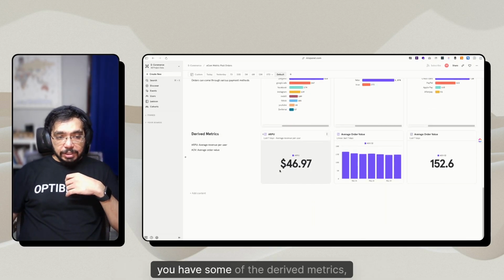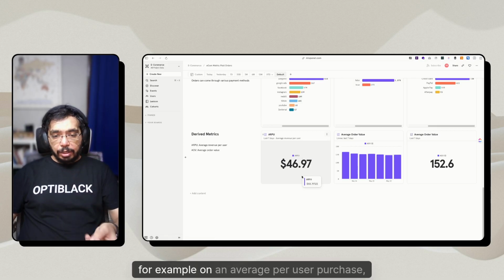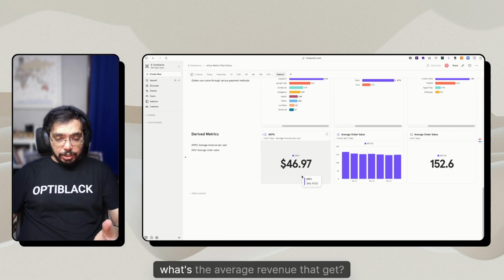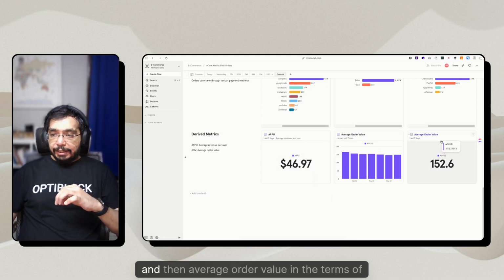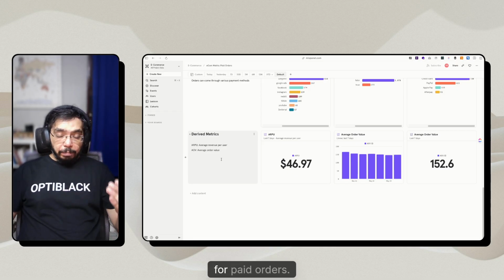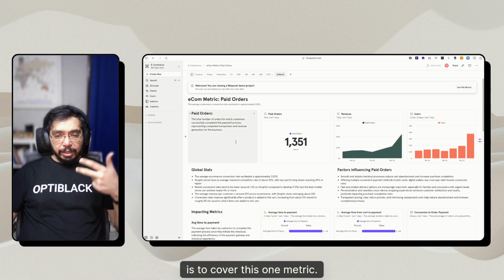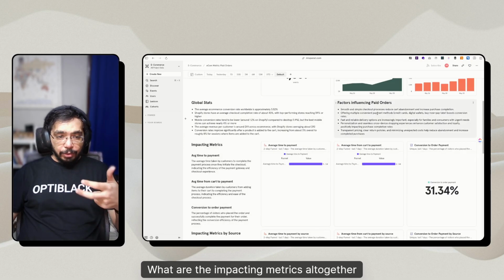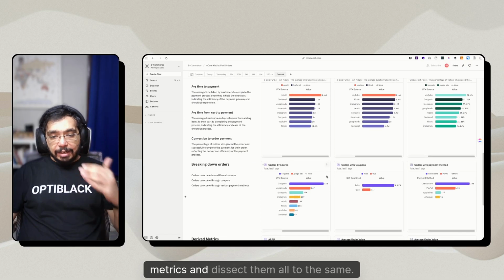And then you have some of the derived metrics. So average revenue per user, for example: on average, per user purchase, what's the average revenue that we get? Average order value, what it is, and then the average order value in terms of figures. So these are the derived metrics. That's it for paid orders. The overall agenda of covering paid orders is to understand this one metric, what the impacting metrics are altogether, and how you use the entire set of metrics and dissect them.